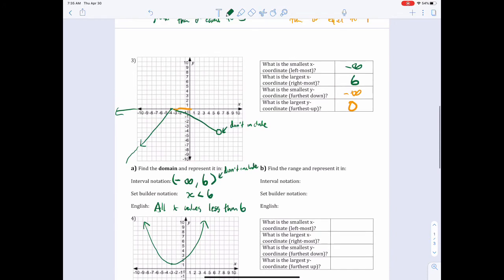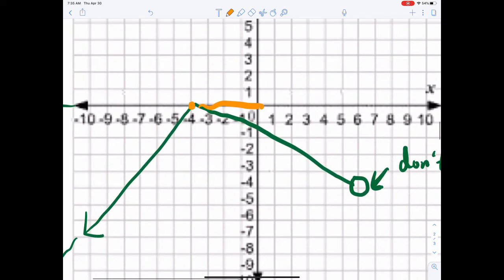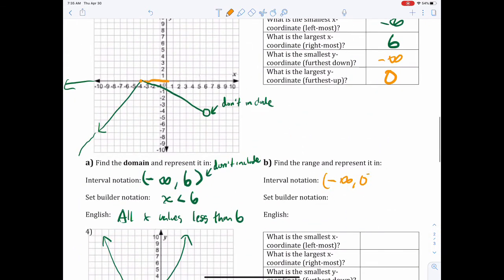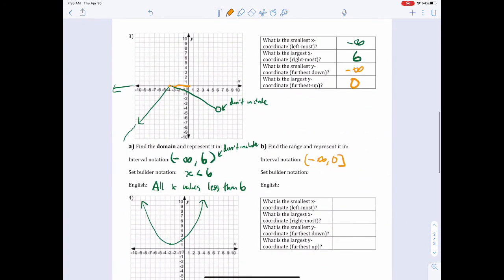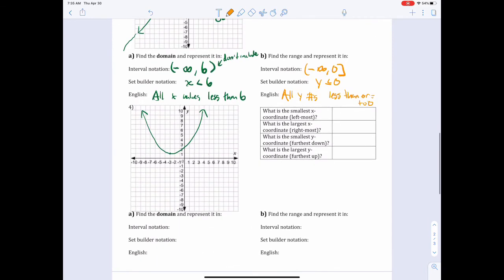The range is going to be from -infinity to 0. Open parentheses there, and at 0 there is a point. So hard bracket. Set builder notation, it's going to be all y values less than or equal to 0. In English, all y numbers less than or equal to 0. All right.